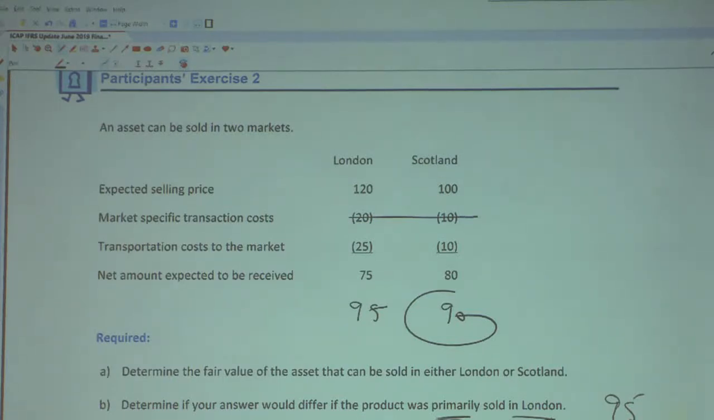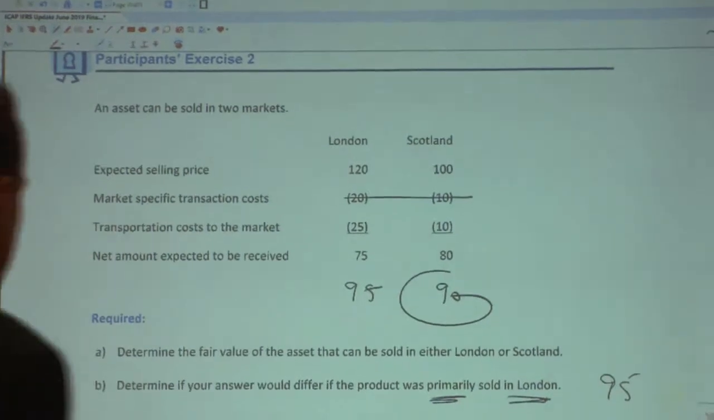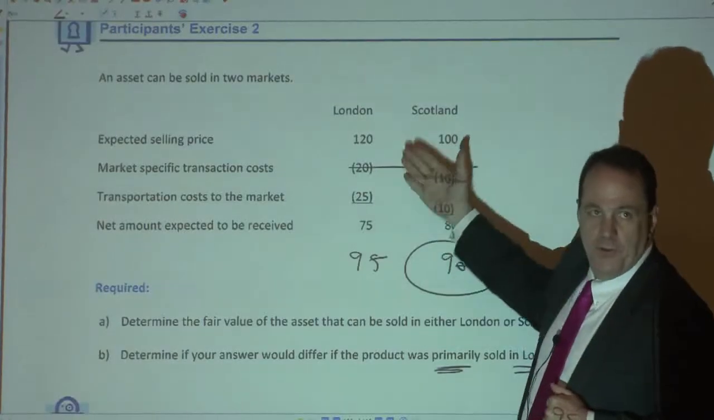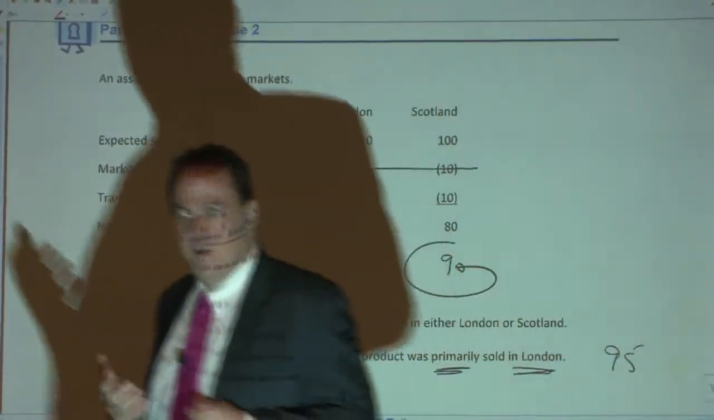But 80 is not fair value. So the fair value would be the 100 minus the transportation cost, or 90. So the most advantageous market is Scotland, and the fair value per IFRS 13 in that market is 90. So the mistake, it's a two-pronged step. You use the bottom number to determine the best market, and then you use the IFRS 13 concepts to determine the fair value. Clear now?